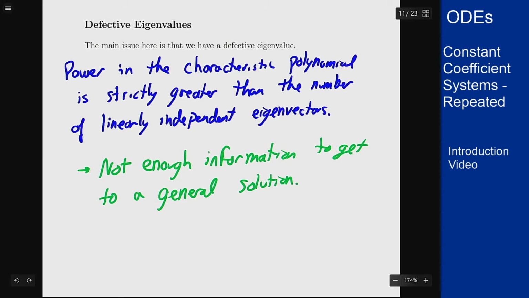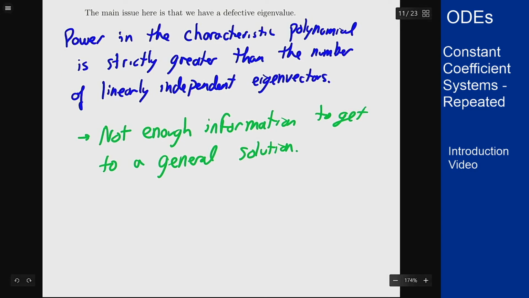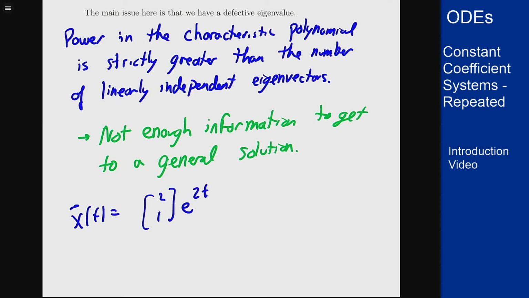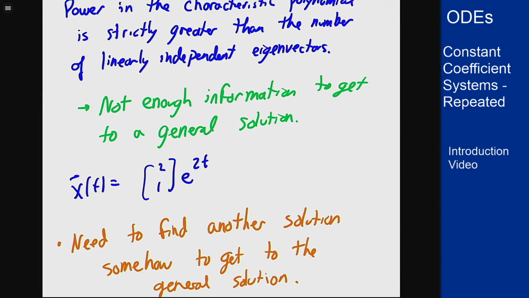With the example on the previous page, we know then that we have one solution of the form (2, 1) e to the 2t. That will solve the problem, but I don't have a second one. I don't have another eigenvalue to pull from. I can't find a different eigenvector. Nothing else we have so far will give us a solution. So we need to find another solution somehow to be able to then get to a general solution for this problem. But again, we already have a trick up our sleeve for trying to do this.